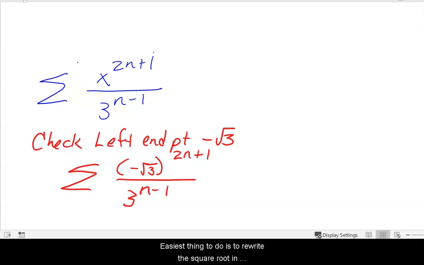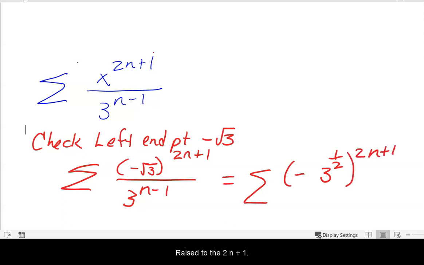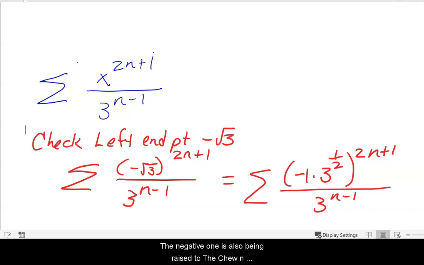The easiest thing to do is to rewrite the square root in terms of the 1/2 power. This is going to give us instead negative times 3 to the 1/2 power, and remember that the negative is not part of the base, raised to the 2n plus 1, all divided by 3 to the n minus 1. In this case, the -1 is separate. The -1 is also being raised to the 2n plus 1 power.